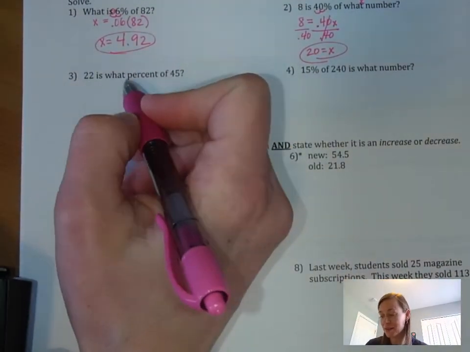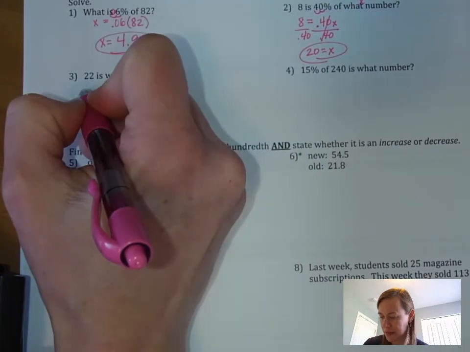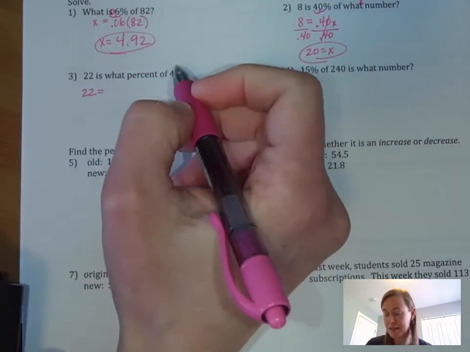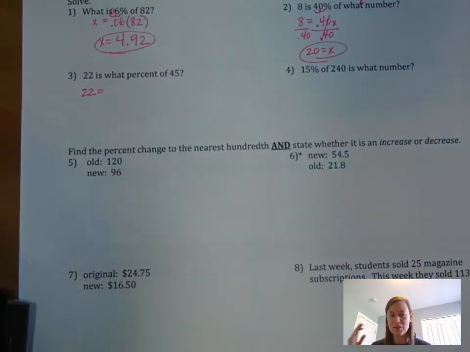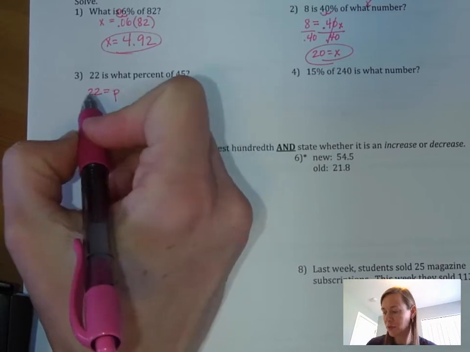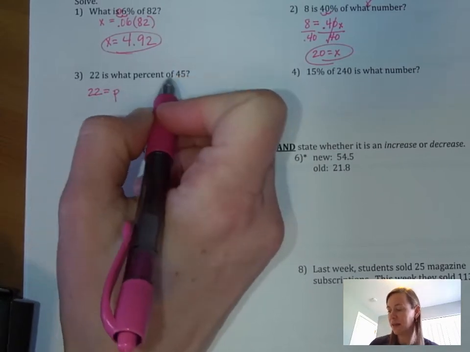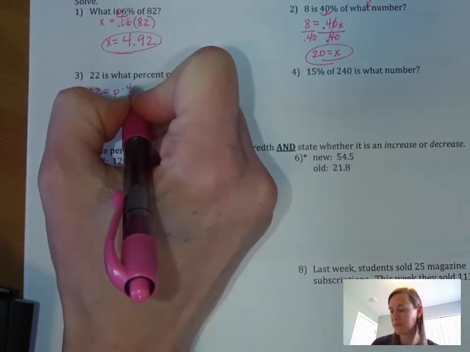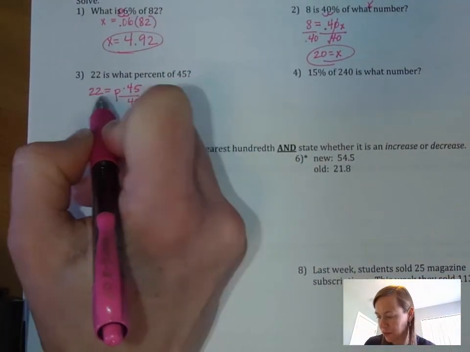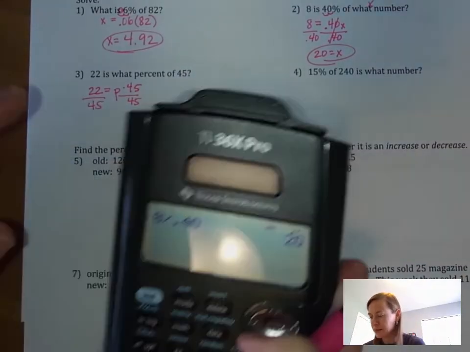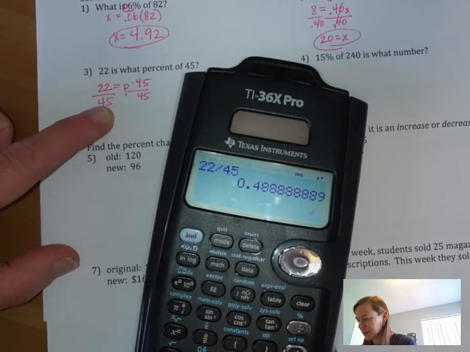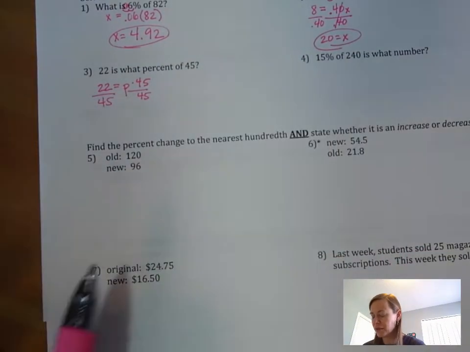22 is what percent of 45? All right, translate it into math. 22 becomes equals, what percent? This time I'm going to use a p because that is going to remind me at the end of the problem to move that decimal point. 22 equals p of 45, so p times 45. Now we need that p by itself, so we have to get rid of that 45 by dividing. 22 divided by 45 is going to give us 0.48888, repeating forever.